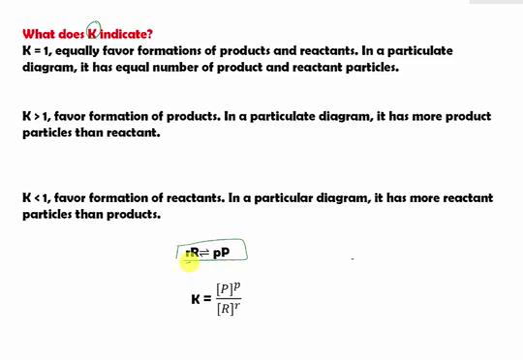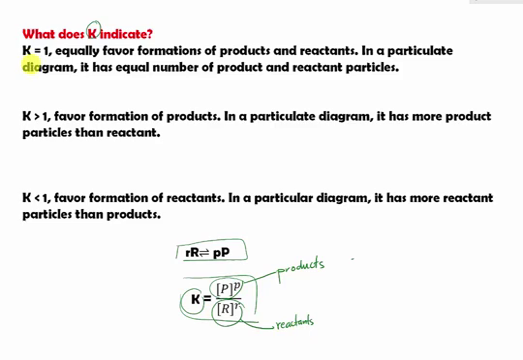We have R and P. R represents the reactant and P represents the product, where the lowercase r and the lowercase b represent their coefficients. When we look at the expression of K, we know that on top we would have the product, and on the bottom we have the reactant. So by looking at the values of K, we can determine the values of product and reactant.